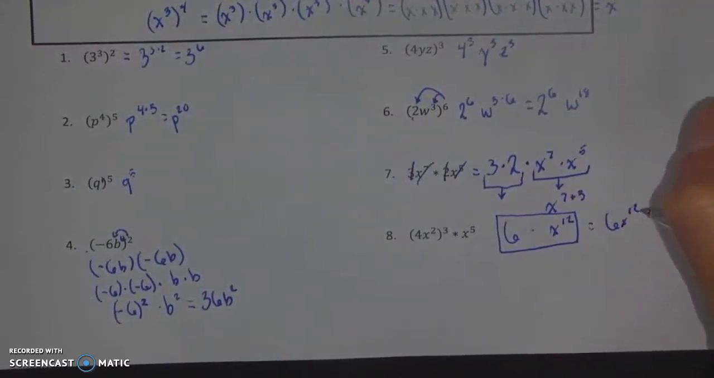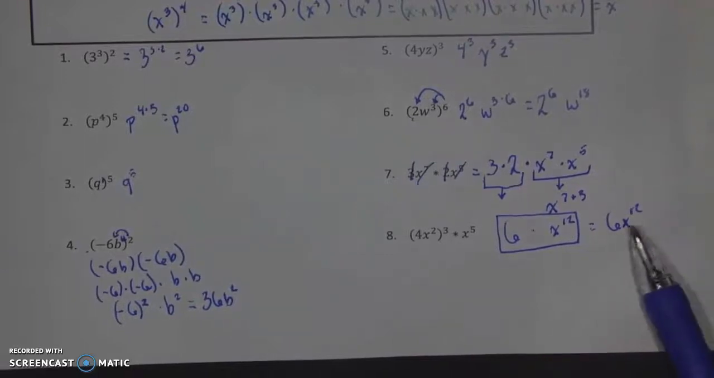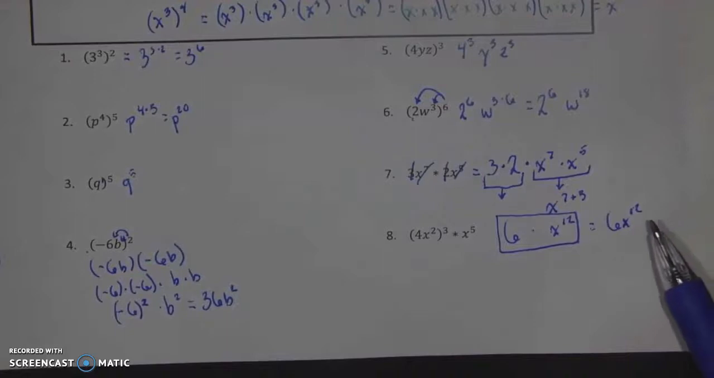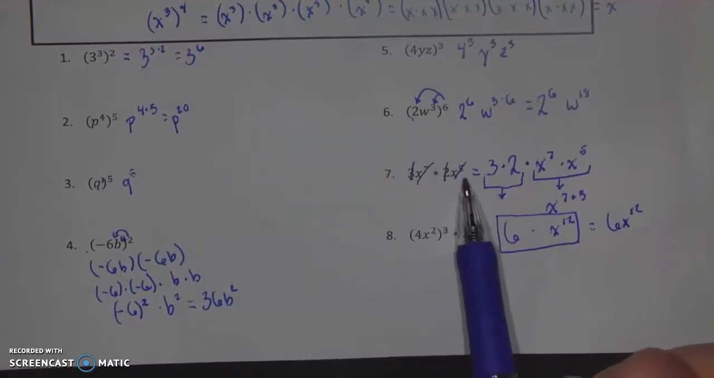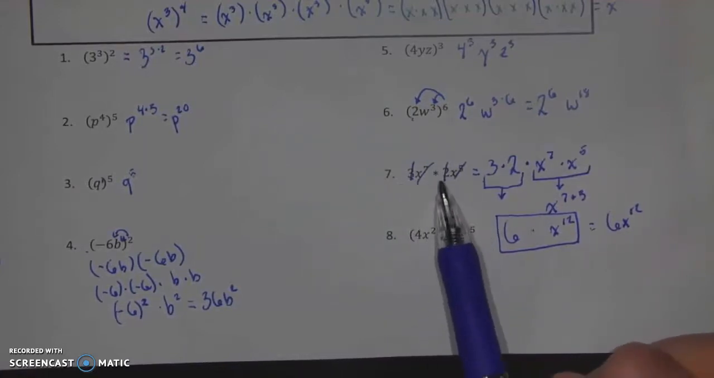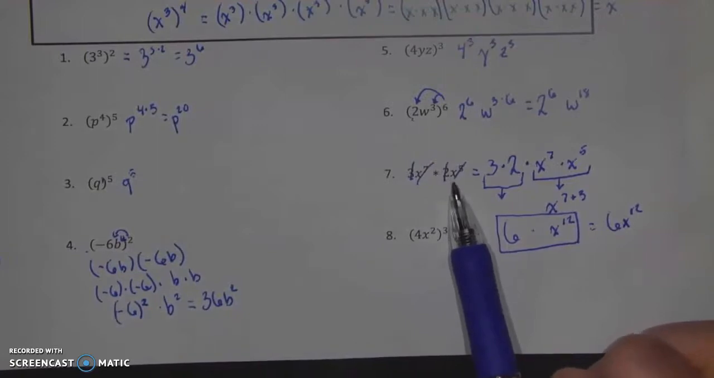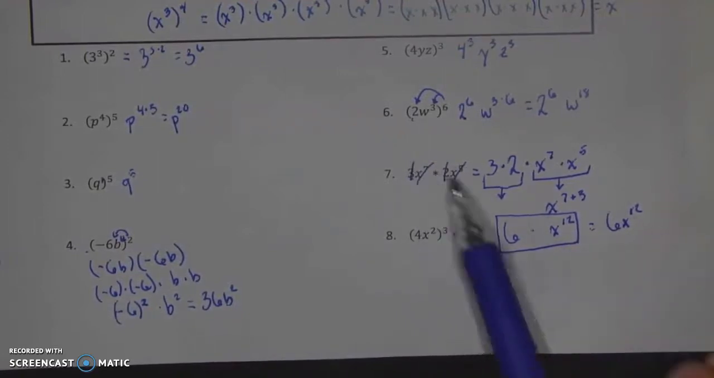or you could just write that 6x to the 12th. And by the way, just like before, you can pick any number to put in for x, like the number 2, and do 6 times 2 to the 12th, and it should give you the same answer as if you put 2 into this expression. 3 times 2 to the 7th times 2 times x to the 5th will give you the same answer. So that will tell you if you did it right.